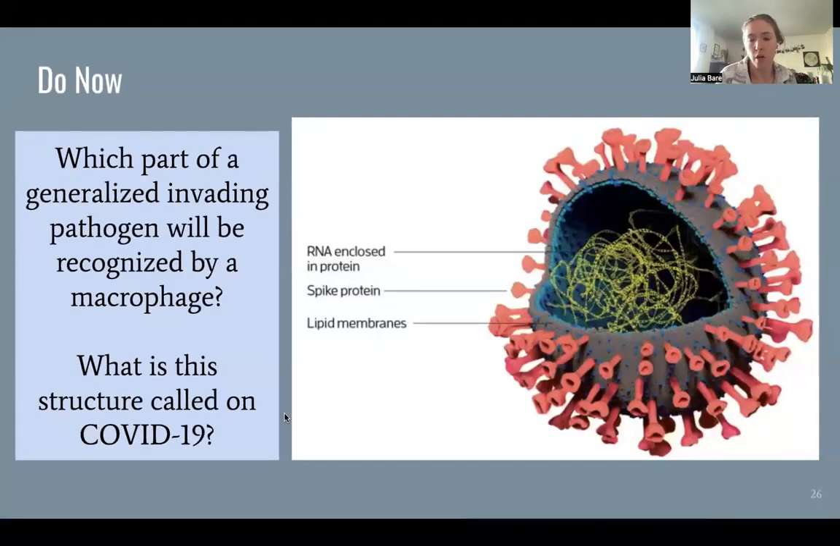So here's another question for you, just to check in and consider where we are at in this lesson. Which part of a generalized invading pathogen will be recognized by a macrophage? And what is the structure called on a COVID-19 virus? Now, you might have to go back and review the immune system for this, but take a second to answer this question, and we'll see you in the next video.